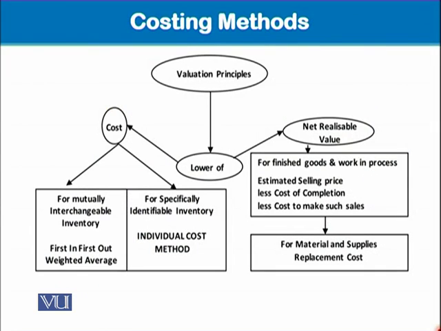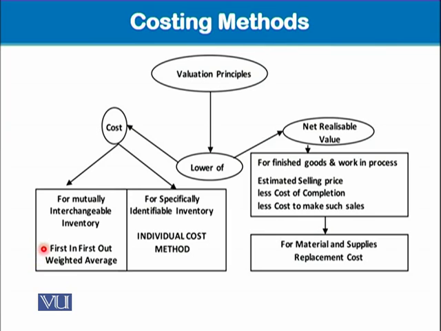But are you familiar with this diagram? Yes, we have discussed this diagram. So focus on this area. We are working out costing methods, and within this cost area, if you remember, if the inventory is mutually interchangeable, in that case we use FIFO, meaning first in first out, or weighted average. We can use either of these two methods.